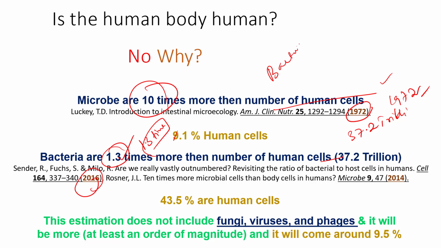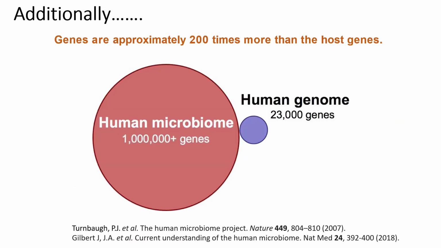And this estimation does not include fungi, viruses, and phages in the body, because whatever estimation they have done, they didn't take them. But fungi, viruses, all those things come under this micro category only. Okay. And if you take the genes, there is a correlation. We always say the human genome has around 30,000 genes, actively replicating.